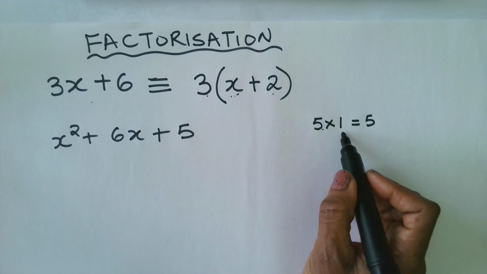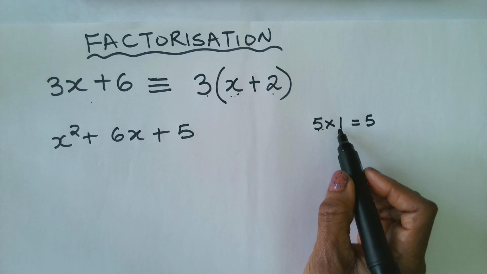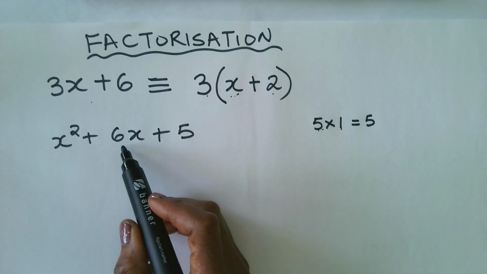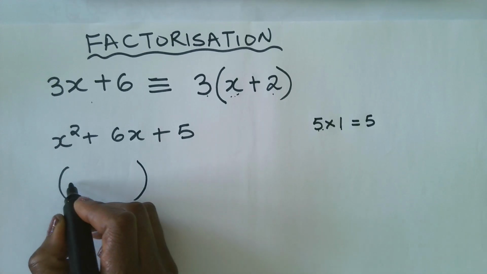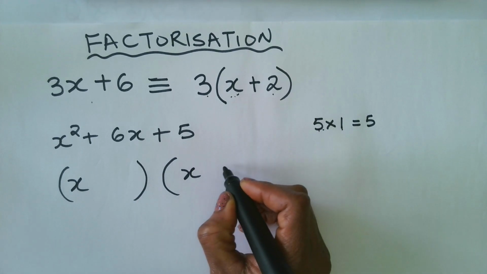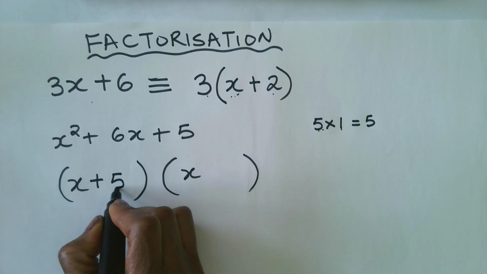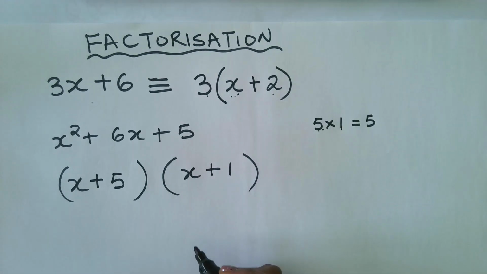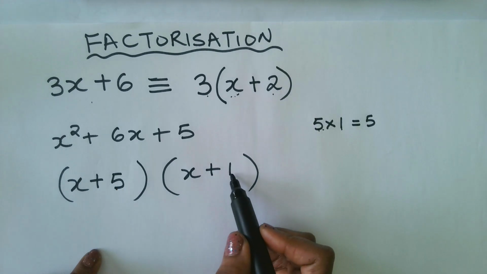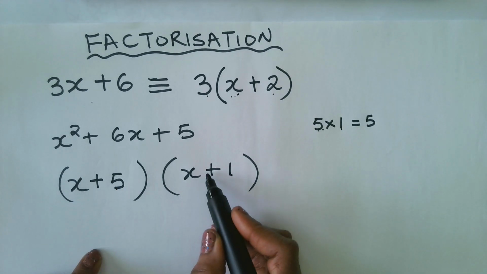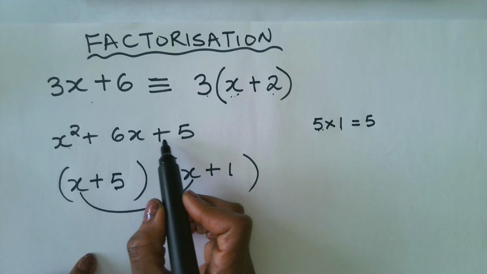Now we're going to choose between these two because that's all we have. 5 plus 1 is going to give me 6. So I'm going to put 2 brackets. Then I'll put plus 5 and then plus 1. It doesn't matter which one goes first. It could be 1 here and 5 here. Now when we expand this, we're still going to get x squared plus 6x plus 5.